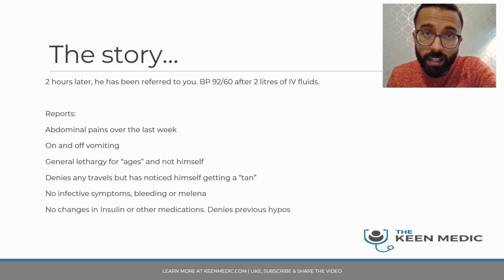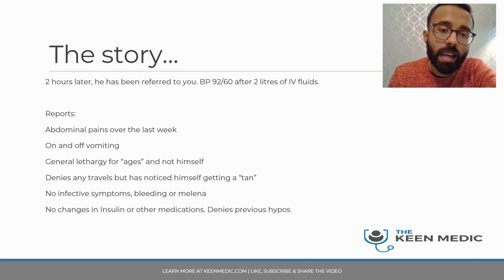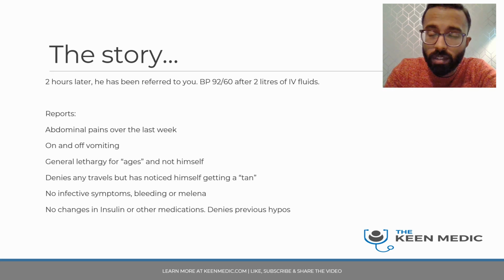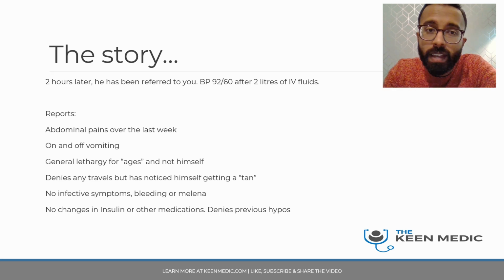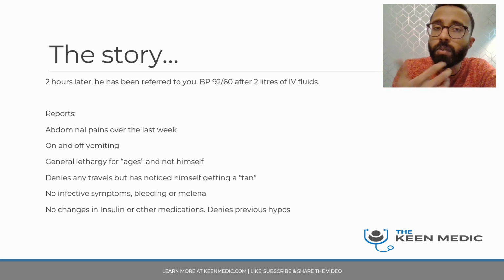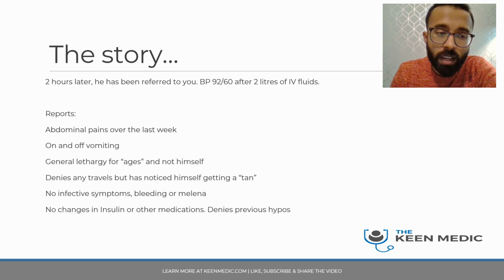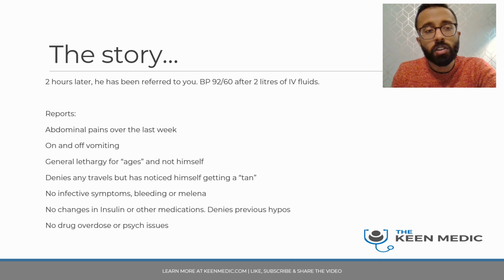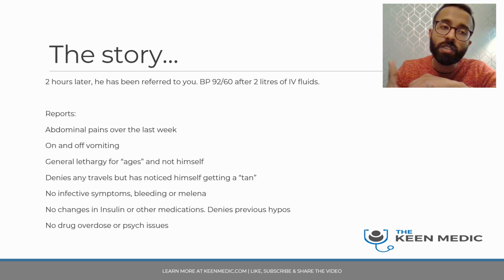No changes in the insulin or any other medications of late. Again, that's quite important, quite key. And he denies any previous hypos. Apparently, his diabetes control is very good normally, and he is very sensible, very attuned to what's going on. He tests his glucose regularly. He doesn't drive unless his glucose is normal, etc. He doesn't operate heavy machinery. He works in the office. Okay, so he's quite sensible about these kind of things, and he has had no previous drug overdoses or any psych background. So we now have a lot more relevant information to move forward with things.